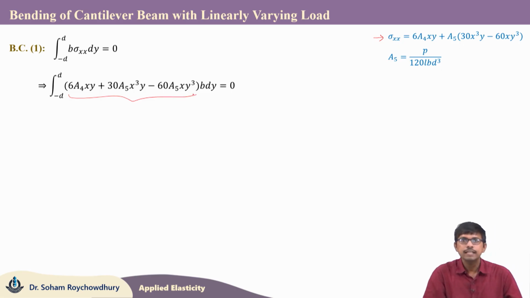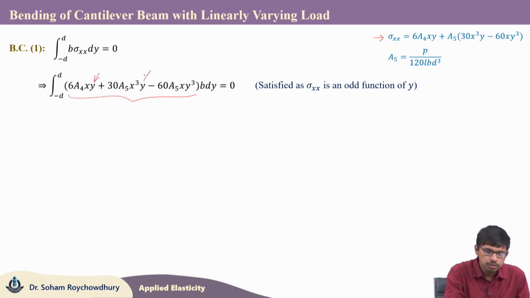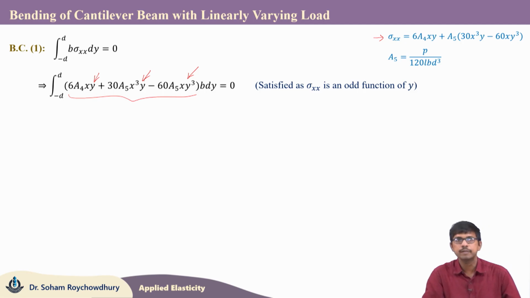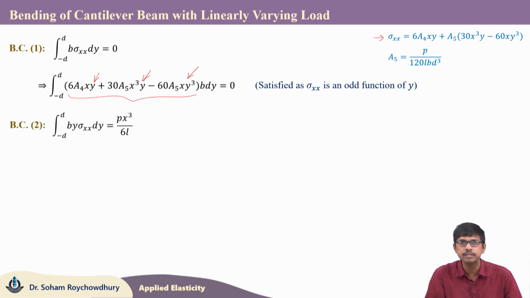Now, this equation is automatically satisfied because sigma xx is an odd function of y. You can see only y terms or y cube terms are present in the expression of sigma xx, and the y integral is from minus d to plus d. Thus, for sigma xx being an odd function of y, this equation will be automatically satisfied and will go to 0. So, boundary condition 1 is satisfied, and we cannot find a4 using this particular condition. Now, let us proceed to the second boundary condition, which is the moment balance equation.